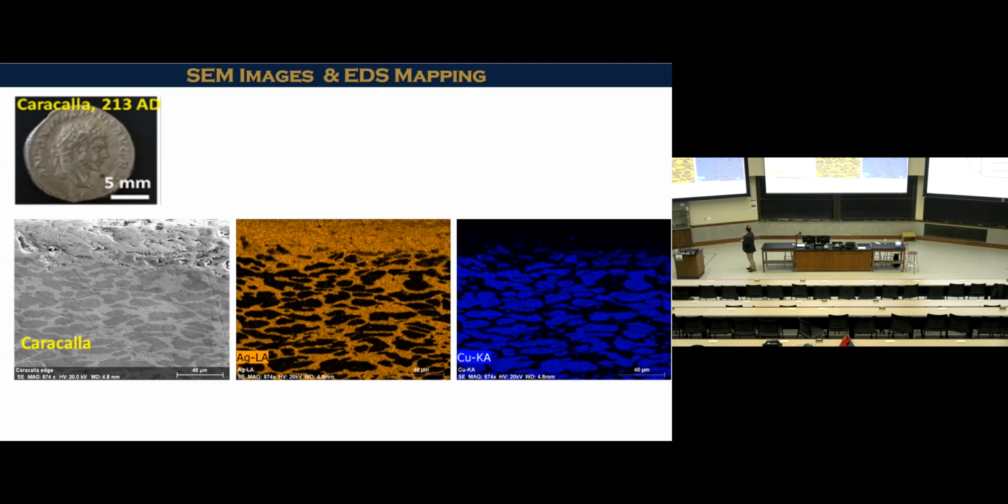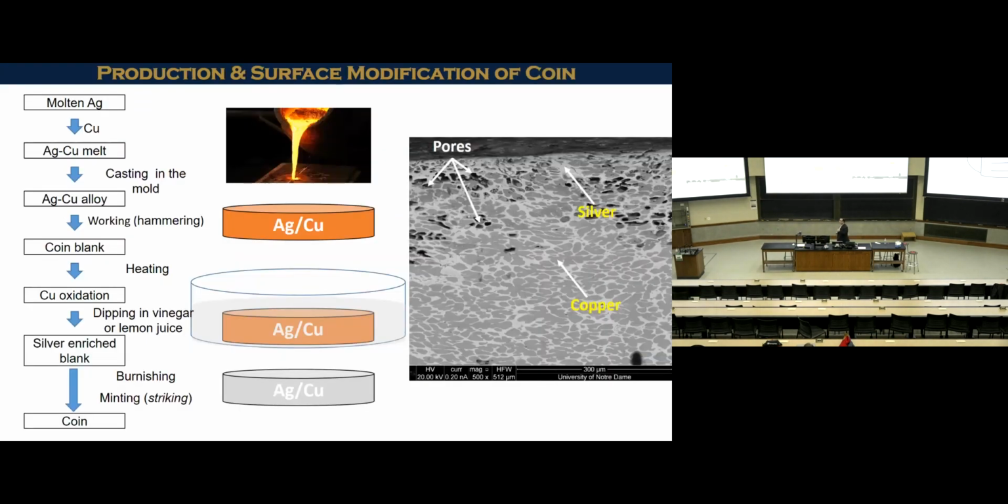And then if you look on the mapping, we can see that this shiny part is silver, and these core faces are mostly copper. So again, they had a layer on the coin which is silver rich, but inside it's a lot more copper. So how did they do this?